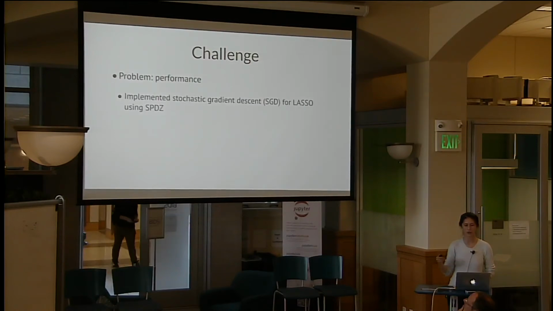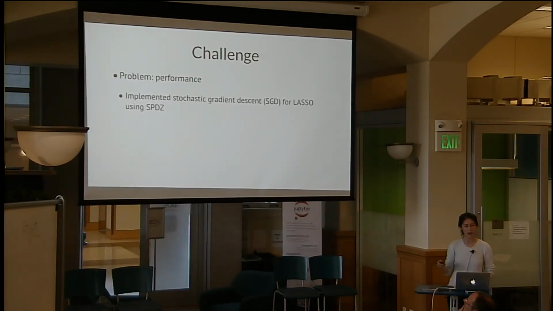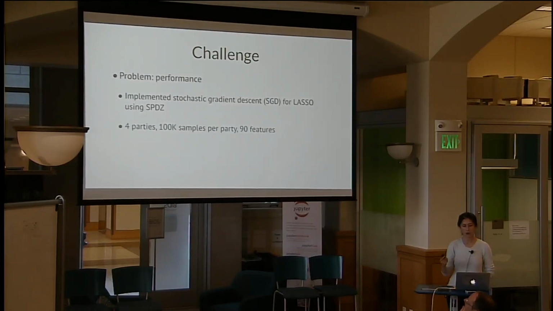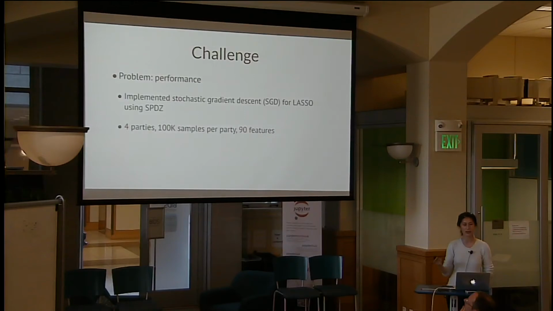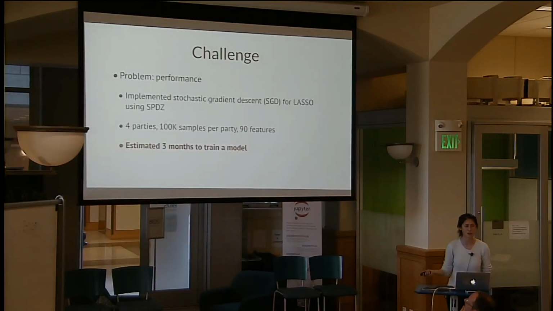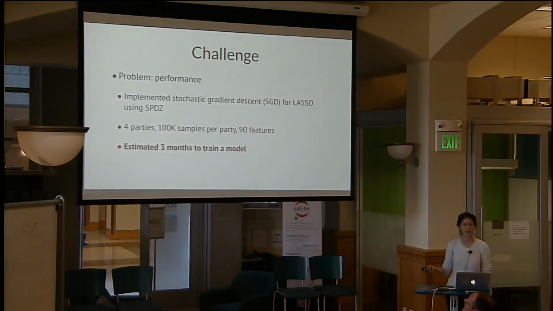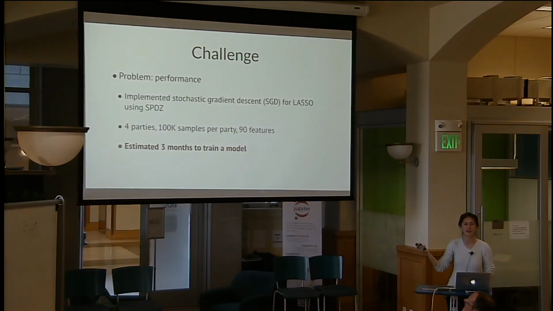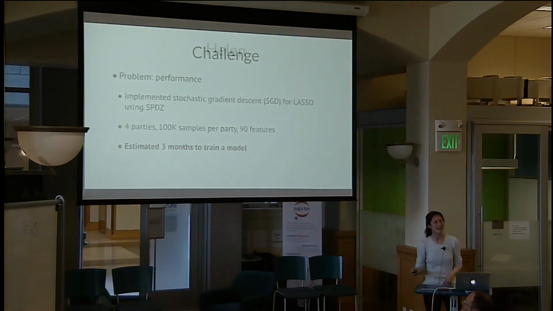Because we actually tried to implement stochastic gradient descent for a simple linear model like Lasso using this generic MPC platform. And for 4 parties, 100,000 samples per party, 90 features, we couldn't really run it. We estimated it would take 3 months to actually train a model, and it actually ran out of memory way earlier, right? So this is assuming unlimited memory that it would take 3 months.